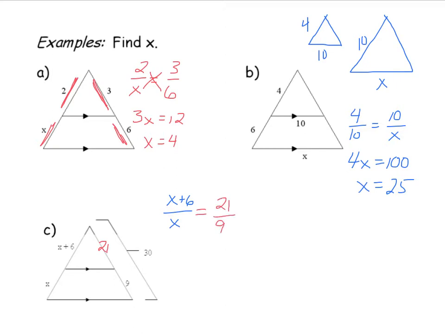Now all we do is cross multiply and solve. So when I cross multiply, I get 9x plus 54 equals 21x. I'll subtract 9x from both sides, so I get 54 equals 12x, and then from this point, all you have to do is just divide both sides by 12. And when I divide by 12, I will get 4.5.